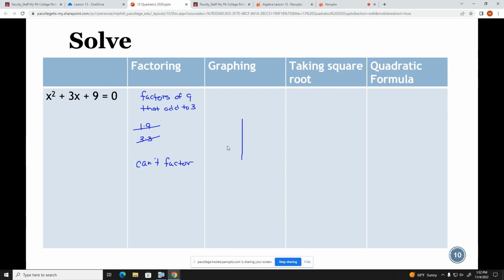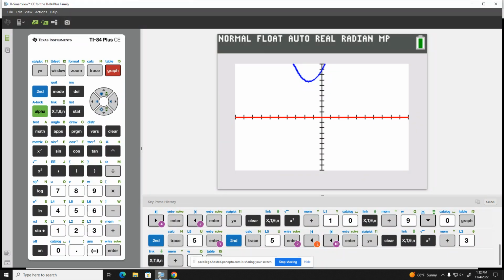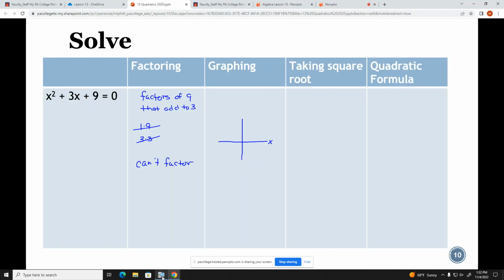I had the coordinate plane. This was my x-axis. Typically, I'm looking for where this crosses the x-axis. But looking at my calculator, it did not cross the x-axis. So we had a parabola up here. Did not cross the axis.